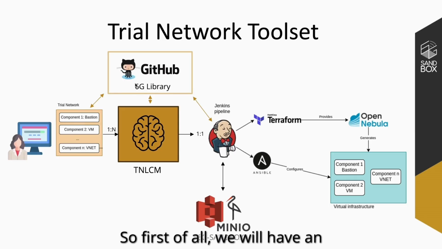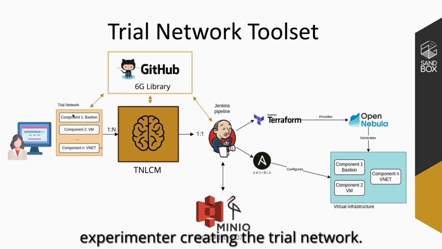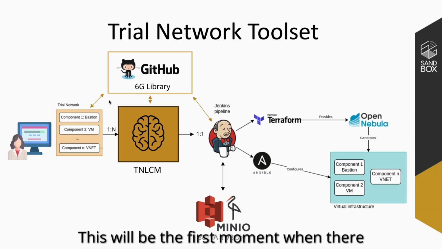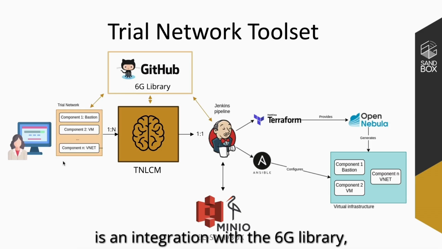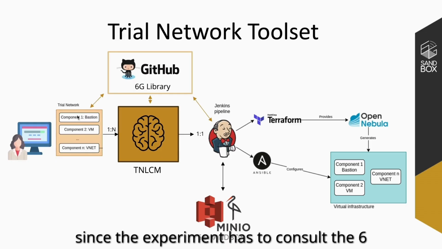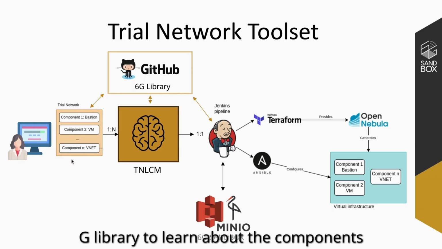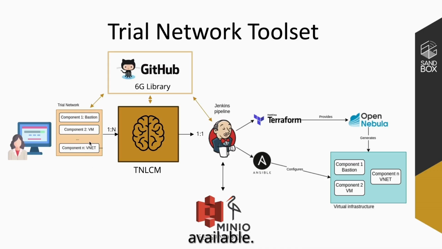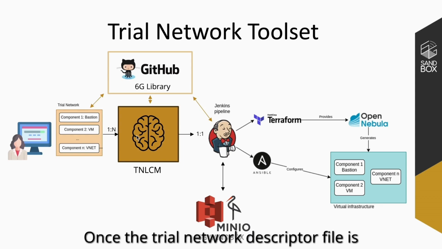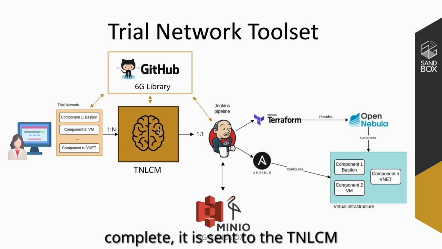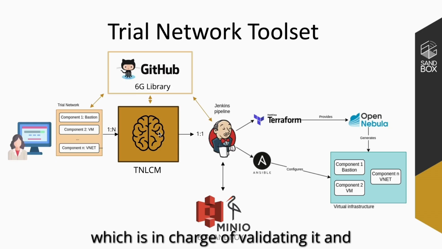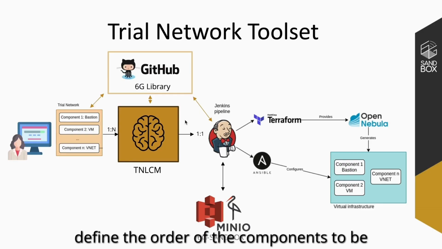So first of all, we will have an experimenter creating the trial network. This will be the first moment when there is an integration with the 6G library, since the experimenter has to consult the 6G library to learn about the components available. Once the trial network descriptor file is complete, it is sent to the TNLCM, which is in charge of validating it and defining the order of the components to be deployed.